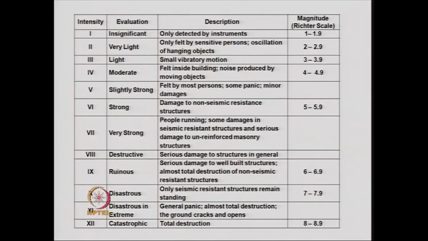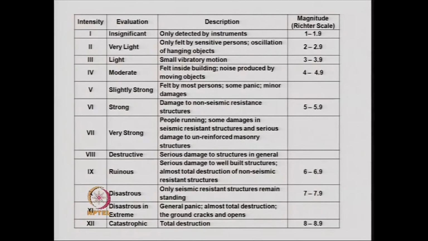This table shows the intensity of different sizes, that is intensity 1, 2, 3, 4, 5 and so on, and how they are evaluated, and then the description of the damages or other effects that are observed which are associated with that intensity, and then on the right hand side the associated magnitude in the Richter scale.